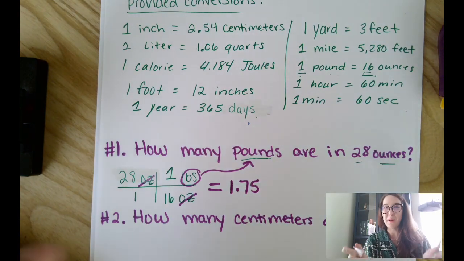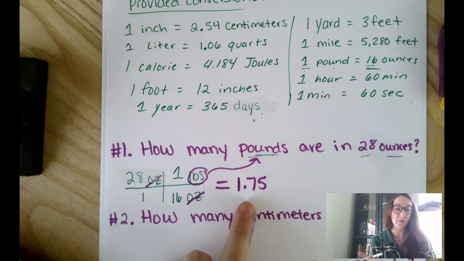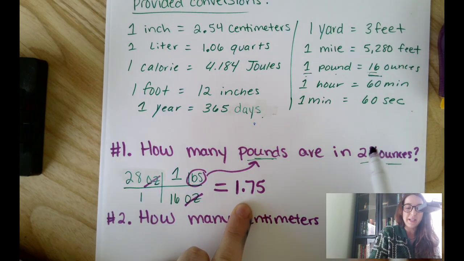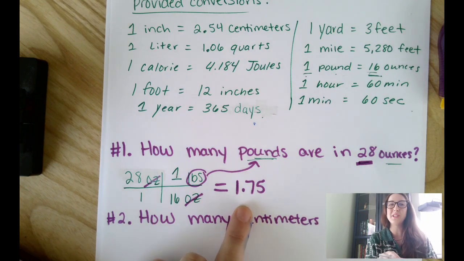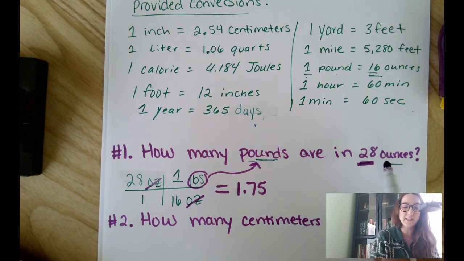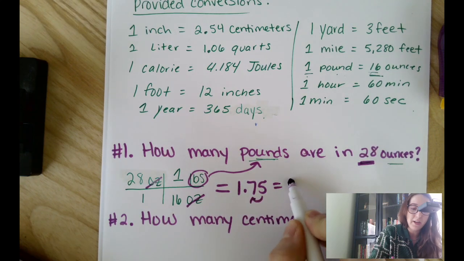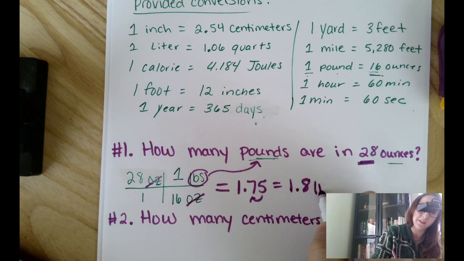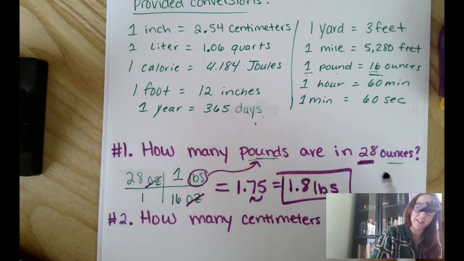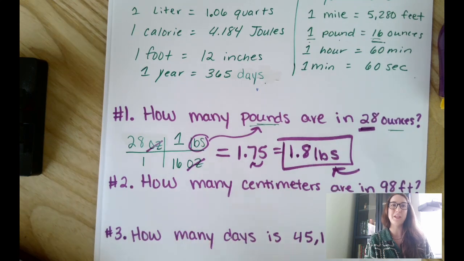Now, if you've seen my video on significant figures and your teacher is big on significant figures, you are going to want to round this because you match the amount of sig figs that are in your problem. I'm not going to go into too much detail here because I'm focusing on dimensional analysis, but 28 has 2 sig figs, so I would actually need to round this up to 1.8 to also have 2 sig figs, and then I would put pounds as my answer and box it. No naked answers. Make sure you have a unit on every single problem that you do, okay?